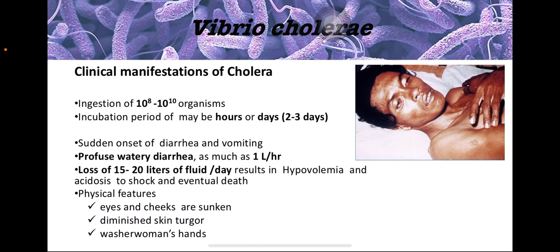There is a sudden onset of diarrhea as well as vomiting. Up to 1 liter of stool per hour, and you are going to lose fluid, usually 15 to 20 liters per day. This leads to hypovolemia, acidosis, shock, and eventually death. There are also physical signs which include sunken eyes and cheeks, poor skin turgor, and the so-called washerwoman's hands due to dehydration.